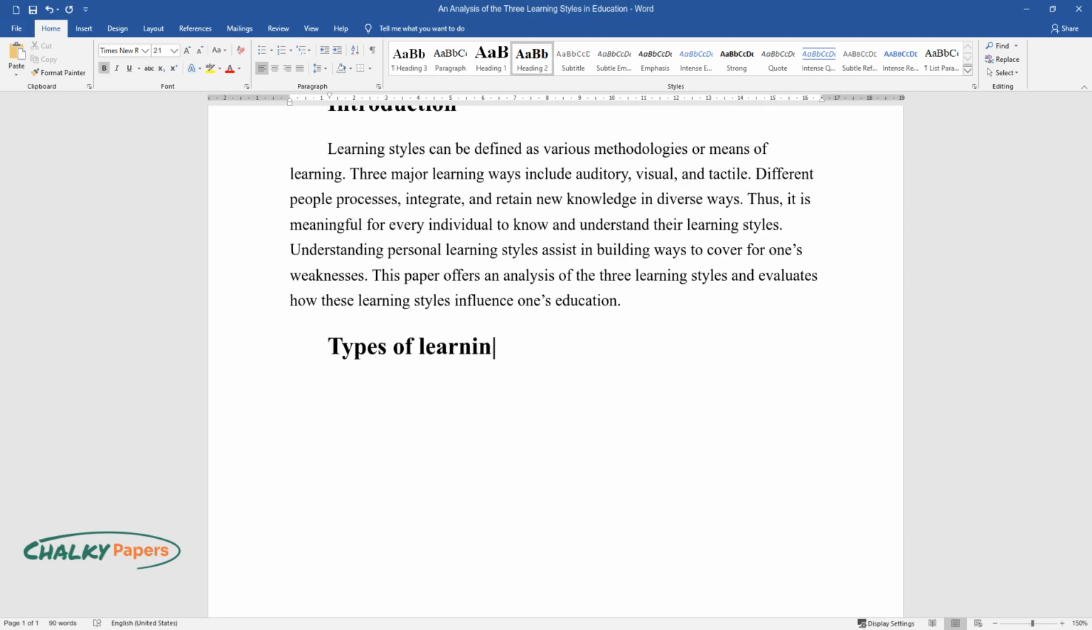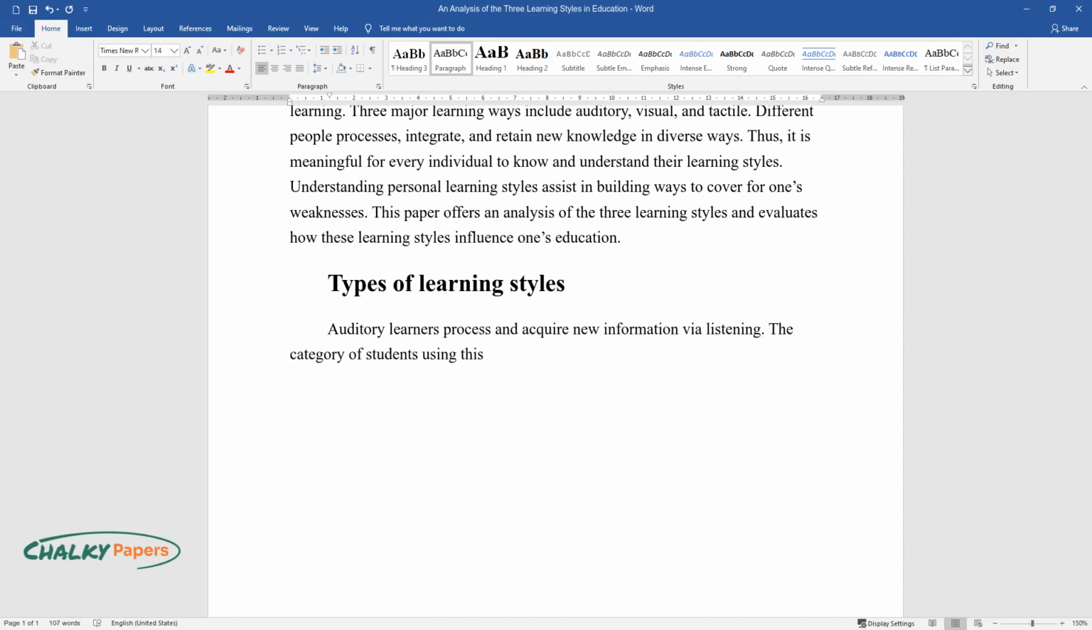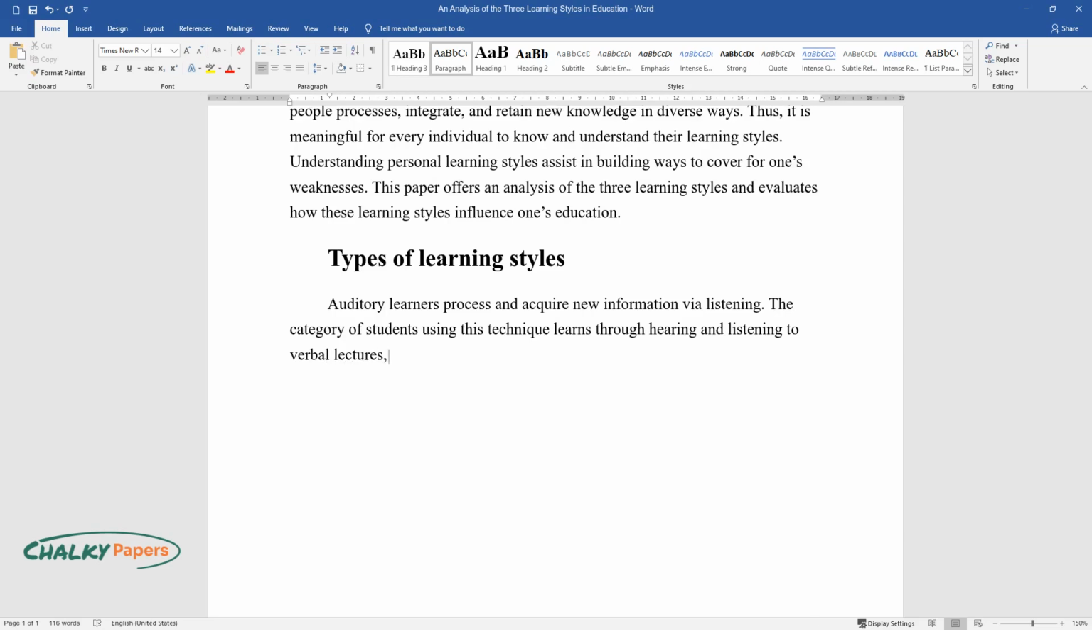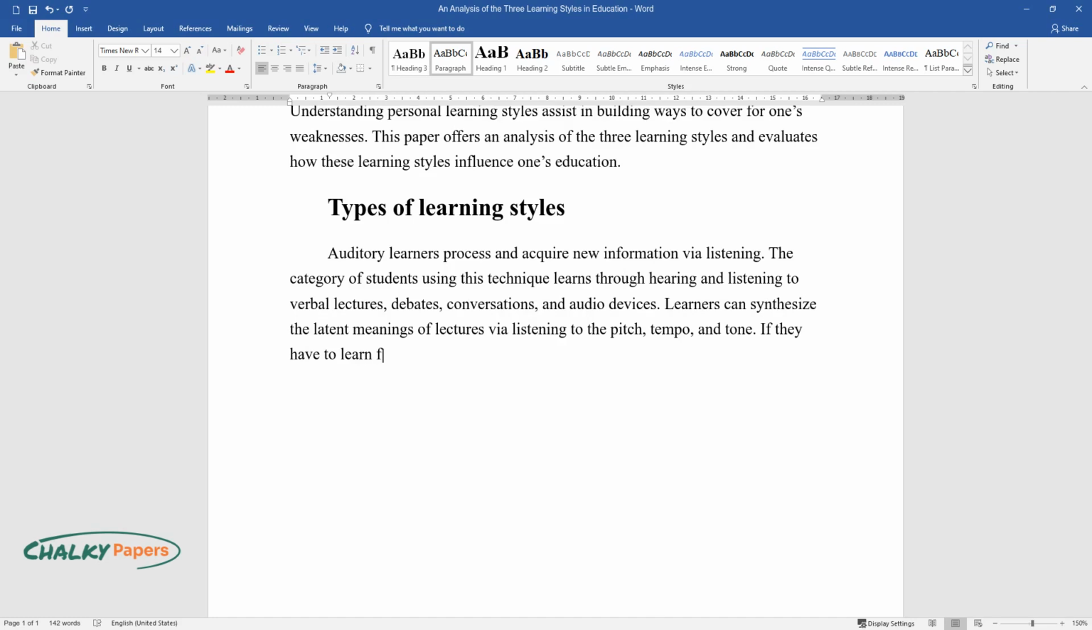Types of learning styles. Auditory learners process and acquire new information via listening. The category of students using this technique learns through hearing and listening to verbal lectures, debates, conversations, and audio devices. Learners can synthesize the latent meanings of lectures via listening to the pitch, tempo, and tone. If they have to learn from written information, these learners tend to read text aloud.